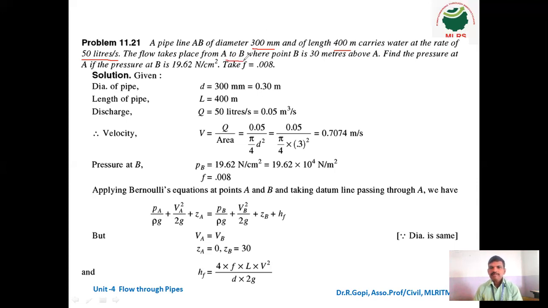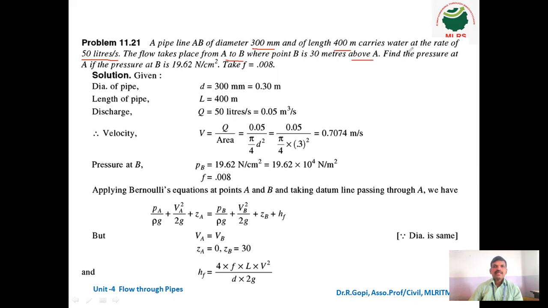The flow takes place from A to B. A is one end and B is another end. The flow takes place from A to B, where point B is 30 meters above A. So A is the lower level and B is the upper level. So flow takes place from A to B like this.